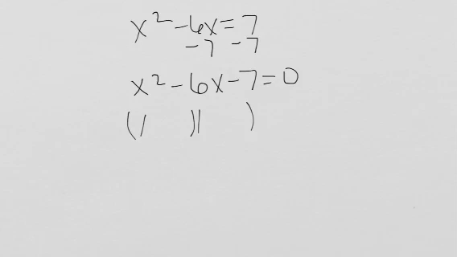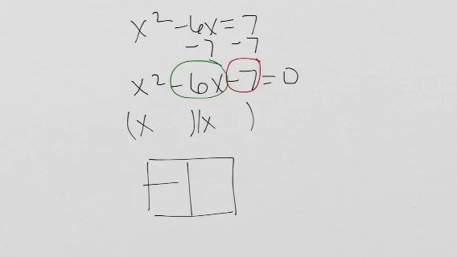I know that x squared comes from x times x. I need to be able to multiply by something to get negative 7 and add by something to get negative 6x. If I use my generic rectangle, I see that I have to have a negative 7 in the upper right hand corner.